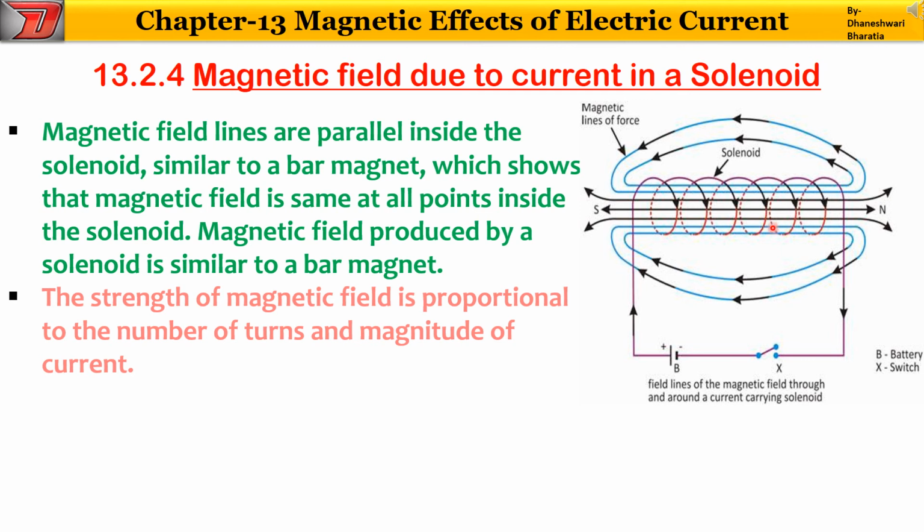The strength of the magnetic field is proportional to the number of turns and magnitude of current. This is very common with the previous activity that was related to the loop. There also we have spoken and discussed the same thing कि जितने टर्न ज़्यादा होंगे उतनी मैग्नेटिक स्ट्रेंथ ज़्यादा होगी. So यहाँ पे भी जितने टर्न ज़्यादा होंगे उतनी स्ट्रेंथ ज़्यादा होगी. जितना करंट ज़्यादा होगा, magnitude of current जितना ज़्यादा होगा उतनी मैग्नेटिक स्ट्रेंथ ज़्यादा होगी. Are you able to understand? Right?